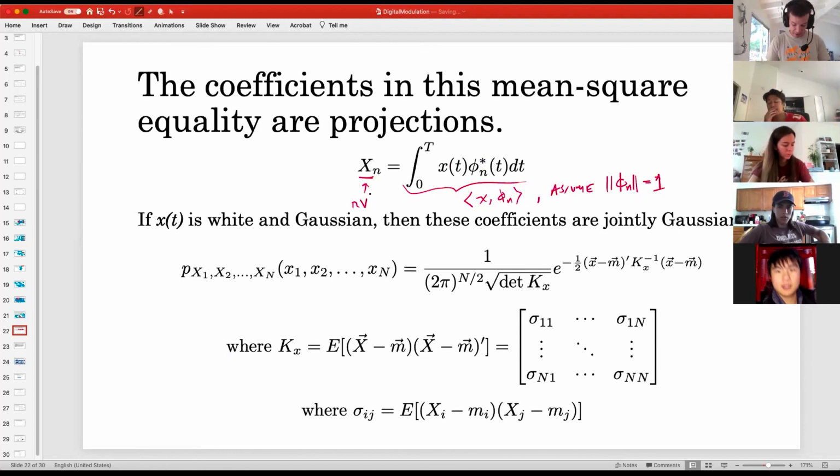Okay, and the big payoff out of all this argument is that if x of t, in addition to being white, is a Gaussian random process, then the really cool thing, and the thing that doesn't have to be true for a general distribution, is that the coefficients x sub n will themselves be jointly Gaussian. And we'll cover why that's important and why it makes our lives simpler next time.